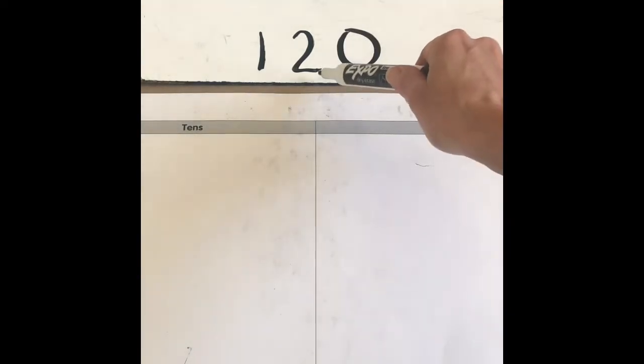The number 120 has 3 digits, and each digit has a value. This value is 0 because it's in the ones place. This value, 2, has more than a value of 2. Because it's in the tens place, it has a value of 2 tens, which is 20. And because this number 1 is in the hundreds place, it has a value of 100.